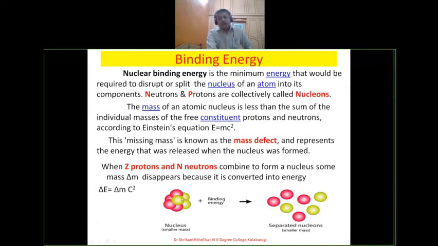So, you look at this. The nucleus as a whole, if you supply the minimum energy required, then you can split it into the nucleons. This energy is called binding energy. So, binding energy is the energy required to keep the nucleons, protons and neutrons, together, and if you want to separate them, then the minimum energy required to split the nucleus into protons and neutrons is the binding energy.